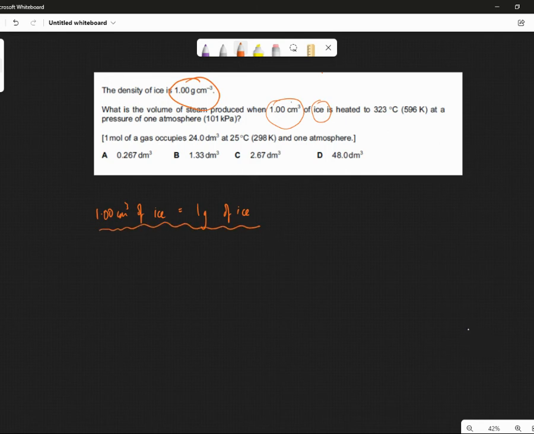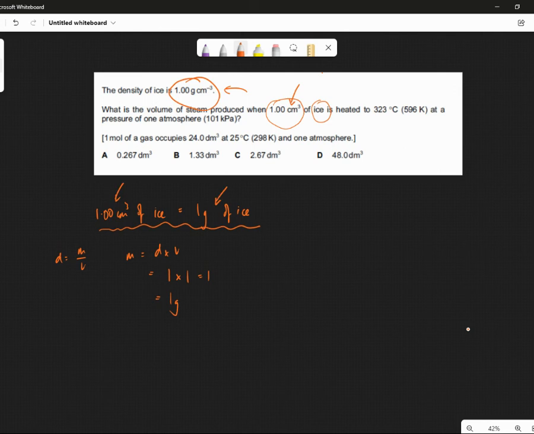I can't really do anything with a volume of ice, and that's why they give us the density. If you remember, density is mass over volume, and therefore mass is equal to density times volume. Density is 1 times the volume is 1 equals 1. So 1 centimeter cubed of ice has a mass of 1 gram of ice.